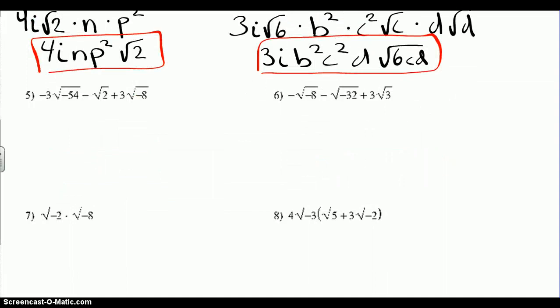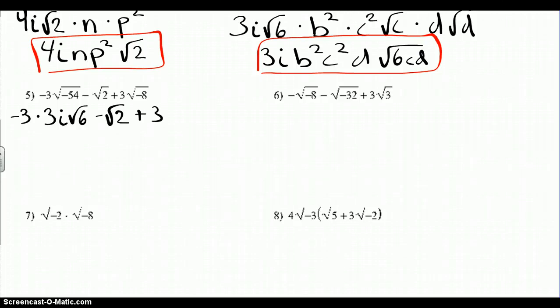Number 5, this is where it kind of gets tricky. Remember, we have to simplify all the imaginary numbers. So what I'm going to do here is simplify the square root of negative 54. I'm going to keep this negative 3 out front. And I can simplify the square root of negative 54 into 9 times 6, which simplifies to 3i root 6. Square root of 2 stays the same.